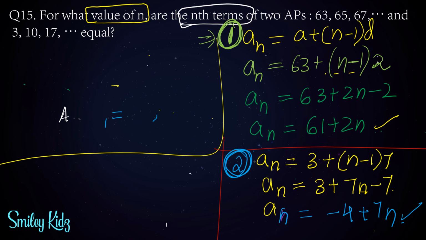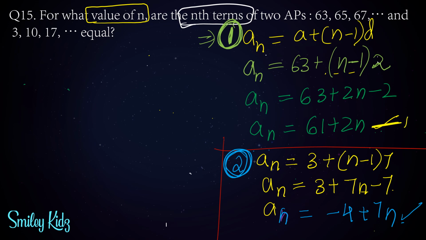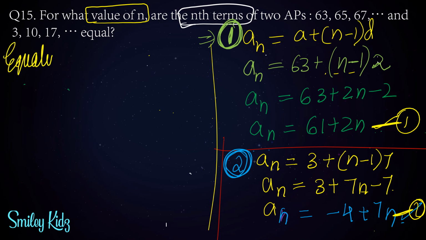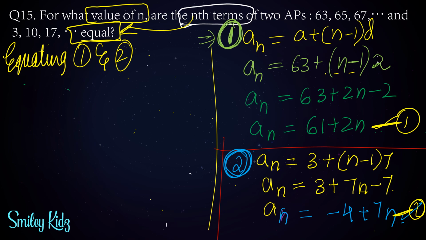Right. Then let's just equate both of the equations. Here we have equation number 1 and here we have equation number 2. You're going to write equating 1 and 2. Because have a look at the question. The nth terms are equal. Right. So 61 plus 2n is equal to minus 4 plus 7n.